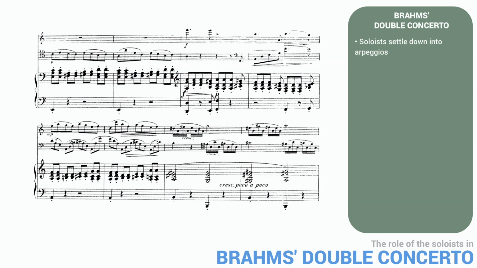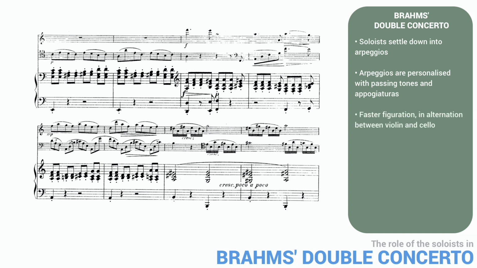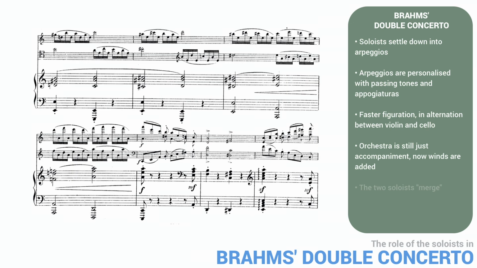Very soon the two soloists settle down into arpeggios. Note how these arpeggios are personalized with passing tones and appoggiaturas, so as not just to sound like stock etude figuration. This is followed by faster figuration and alternation between violin and cello. The orchestra is still just accompaniment, now winds are added to the previous strings. Finally, the two soloists merge, playing the same rhythm at the same time, although in contrary motion.